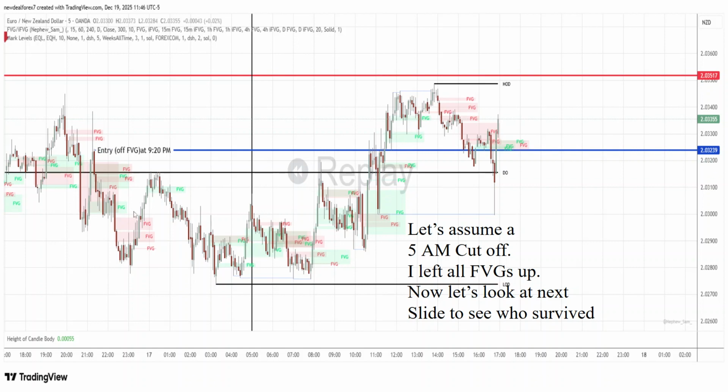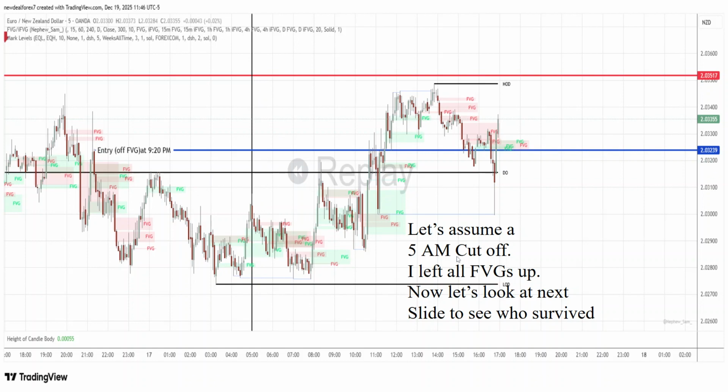Now, remember the behavior of an expansion candle. We expect fair value gaps to hold and not get filled if we're right. So this would have been a short bias. Let's just say we took this trade off the first fair value gap right here at 9:20 p.m. We did get some good price action to the downside, a little bit of a retrace, and then went down here. This vertical line is our 5 a.m. cutoff. Now, let's see which fair value gaps actually survived.